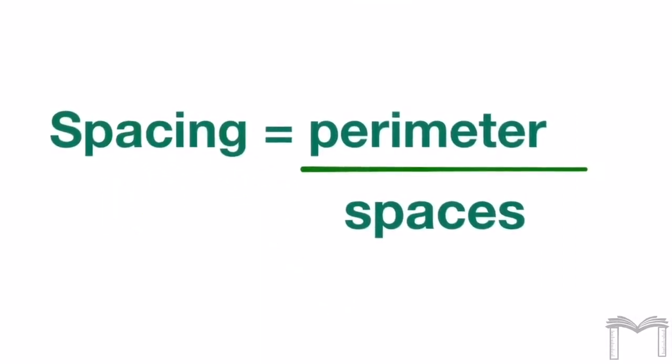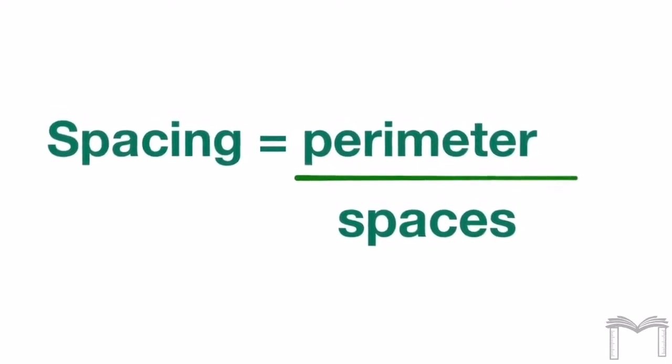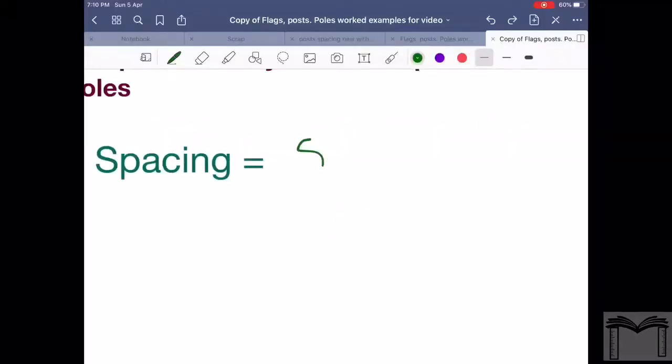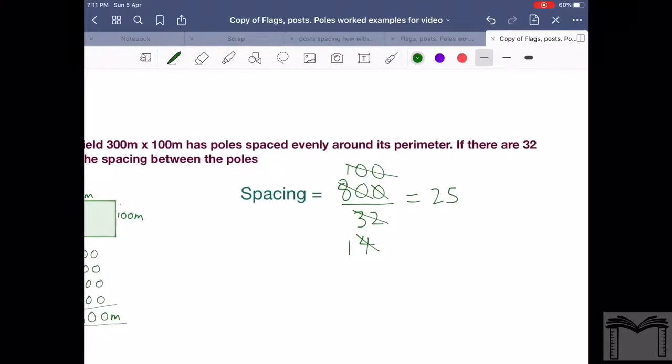So remember that the spacing is equal to the perimeter divided by the number of spaces. So that's 800 divided by 32. 8 into 32 is 4. 8 into 80 is 10, put back the 0. 4 into 4 is 1. 4 into 100 is 25, so the spacing is 25 meters.